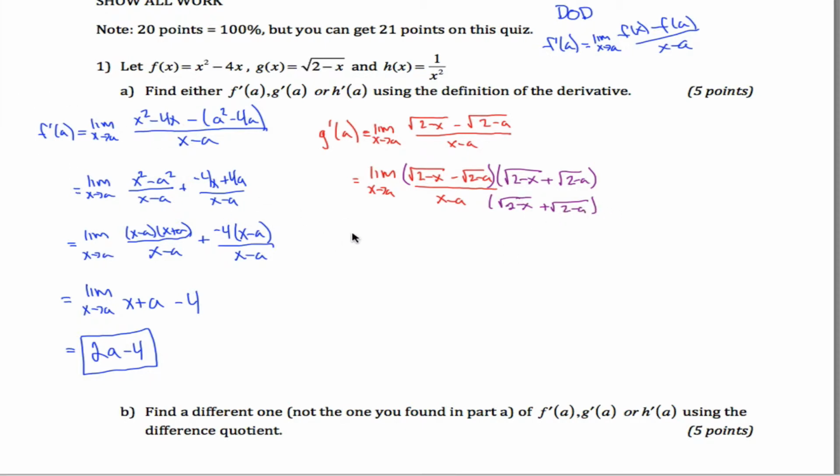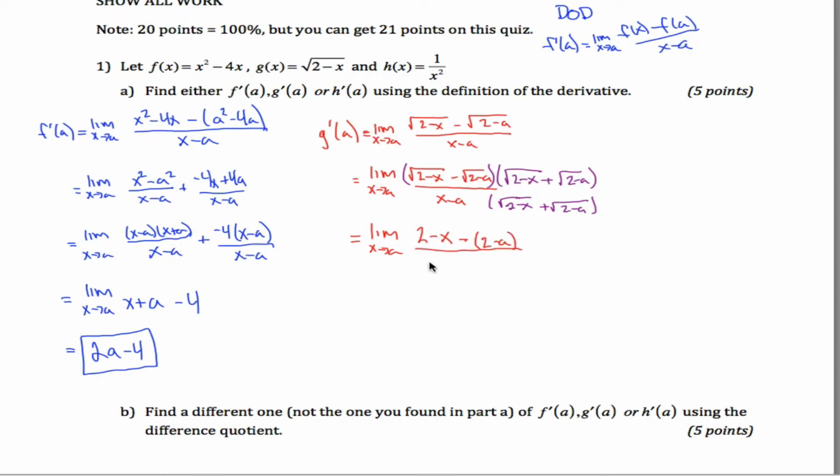And the reason you do that is because when you FOIL out the top, when you multiply things up top, the stuff cancels really nicely. The square root of 2 minus x times the square root of 2 minus x is just 2 minus x. The outer terms and the inner terms are the exact same except one's negative, so they cancel out. And then the last, negative times a positive is a negative, and the square root of 2 minus a times the square root of 2 minus a is just 2 minus a.